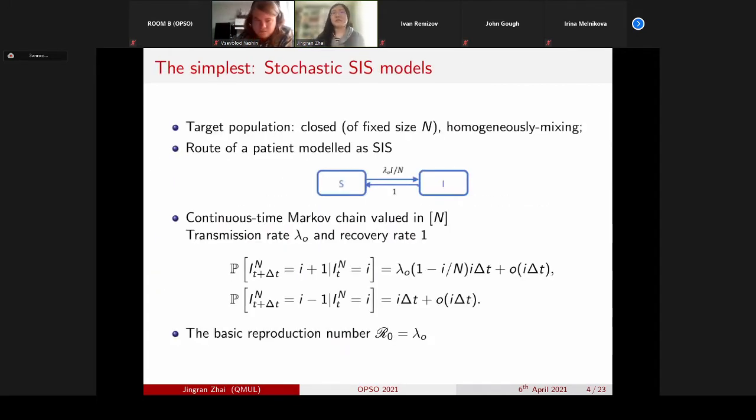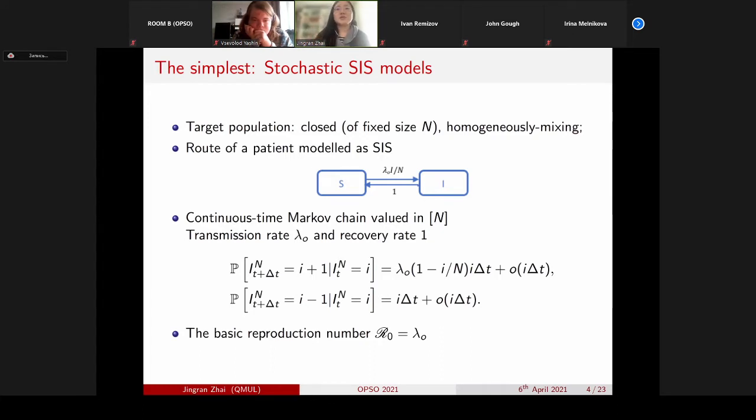So let's talk about the epidemic model. And one way of modeling the course of epidemic is by dividing the target population into different groups and tracking the size of each group. And this is what we call compartmental epidemic models. So we assume that the target population is closed, which means nobody moves in and out of the population, and the size is a fixed number N, and homogeneous mixing, which means that everyone is considered to be identical.